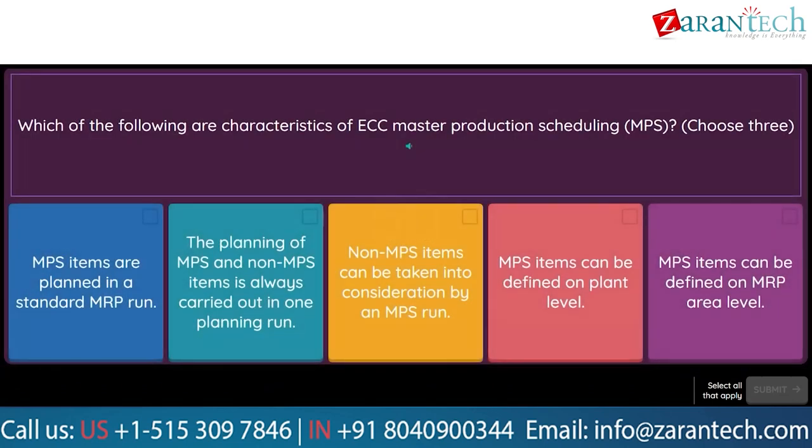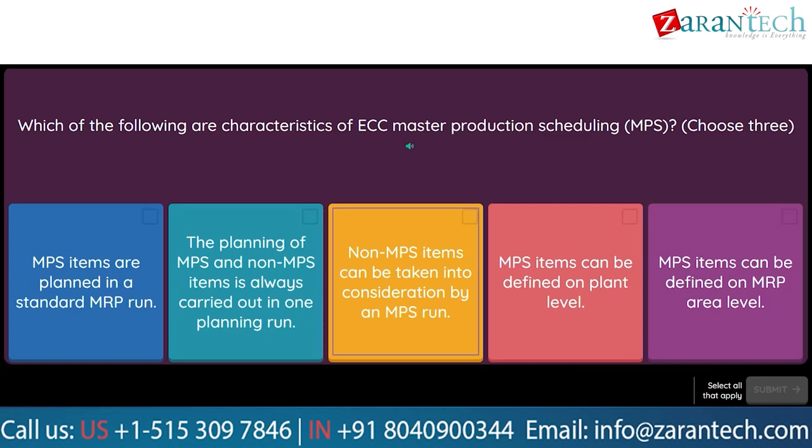Question: which of the following are characteristics of ECC Master Production Scheduling, MPS? Choose 3. Option 1: MPS items are planned in a standard MRP run. Option 2: the planning of MPS and non-MPS items is always carried out in one planning run. Option 3: non-MPS items can be taken into consideration by an MPS run. Option 4: MPS items can be defined on plant level. Option 5: MPS items can be defined on MRP area level.